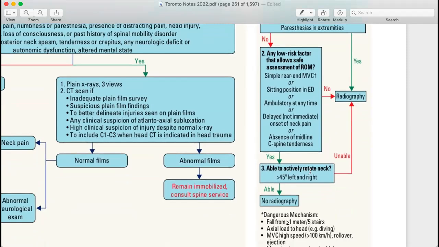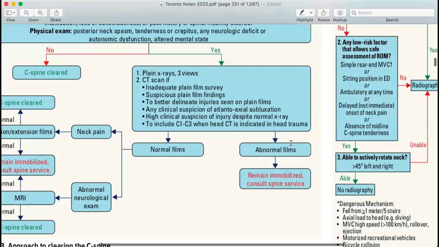Then go for more than 45-degree right and left rotation. If everything is normal, then no radiograph is needed. If anything is present, even in the low risk, go for radiograph, which is basically X-ray. And then if there is an X-ray problem, go for CT scan. If there is any CT scan problem, then go for MRI based on the findings.